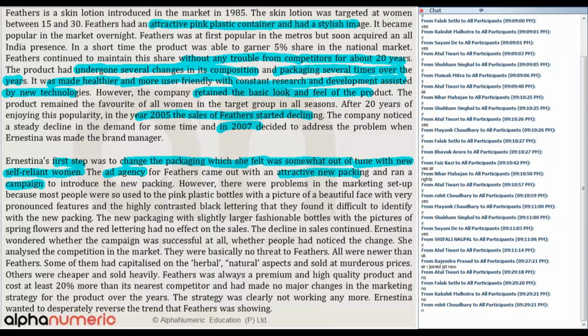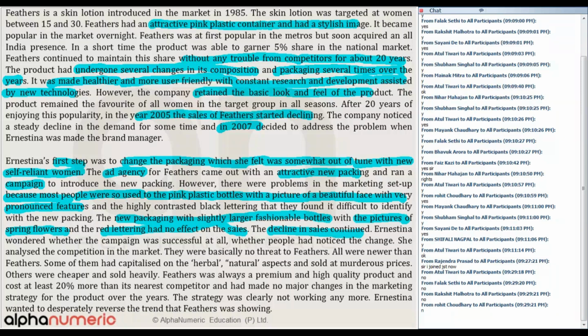They ran a campaign to introduce the new packaging. However, there were problems in the marketing setup because most people were so used to the pink plastic bottles with a picture of a beautiful face with very pronounced features and the highly contrasted black lettering that they found it difficult to identify with the new packing. The new packing, with slightly larger fashionable bottles with pictures of spring flowers and red lettering, had no effect on the sales. The decline in sales continued.